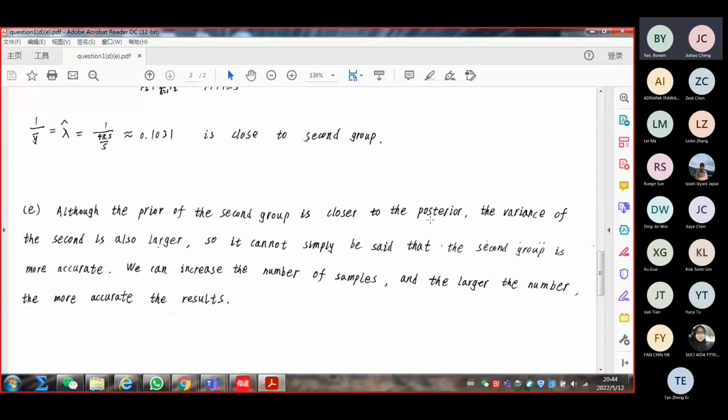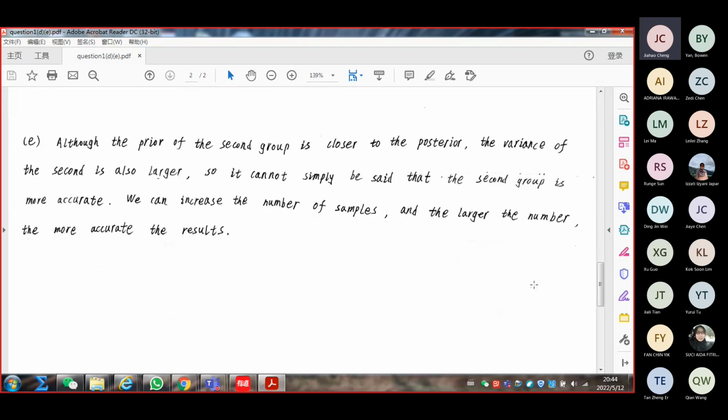For the question E, although the power of the second group is closer to the posterior, the variance of the second is also large, so it cannot simply be said that the second group is more accurate. We can describe the number of the samples, and the larger the number, the more accurate the results. That's all.